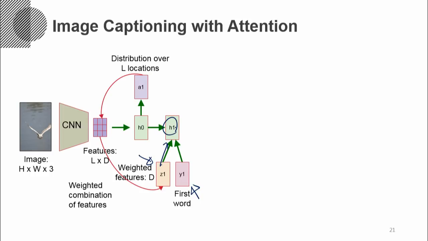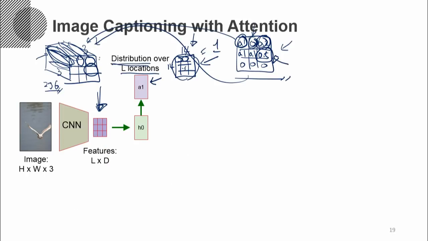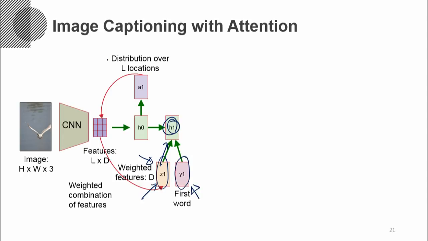Okay, so now our RNN module will take as input this weighted feature vector and the previous time step's word. And again, this feature vector can be viewed as the feature vector that considers more a particular region that we have to focus on to generate the current time step's word vector.